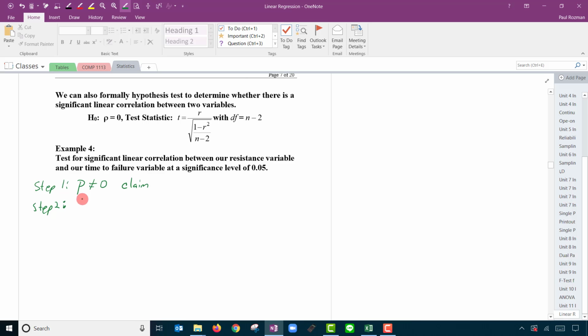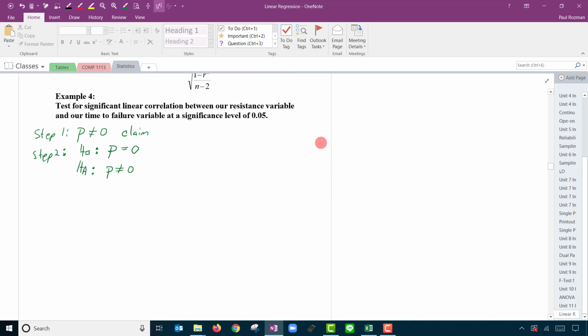Step 2, you set up your null and alternative hypothesis. And our claim is the alternative here. So our null hypothesis will work under the assumption that rho is 0, that there is no linear correlation between these two variables.